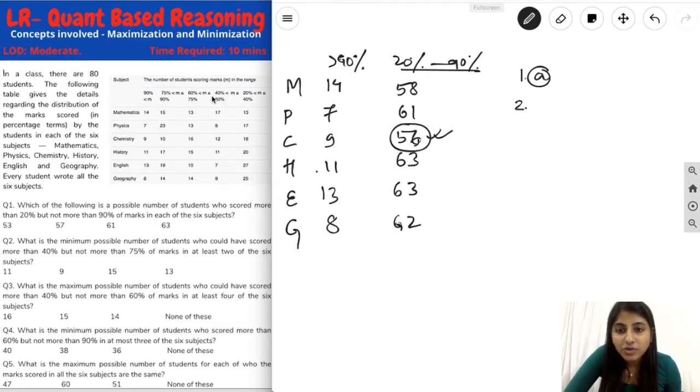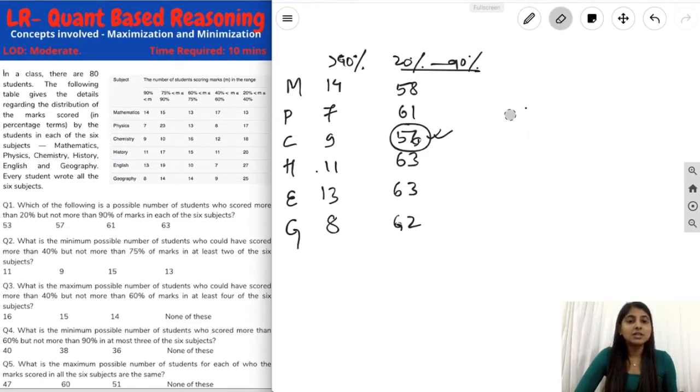So from here we have to take these two ranges, from 40 till 75. More than 40 but not more than 75, so less than or equal to 75. We need to only take these two rows. So let's consider that.